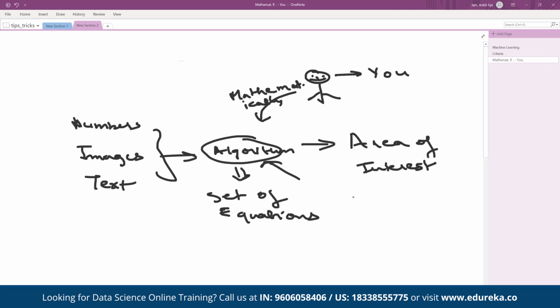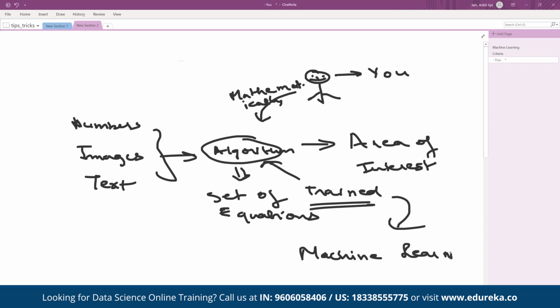Okay. So once this algorithm is trained, this is known as basically machine learning. So what you have done, you have made an algorithm learn that from the given text, from the given images, or from the given numbers, this is my area of interest. Please learn that. The algorithm will solve the set of equations and get itself trained. This phenomena is basically known as machine learning.